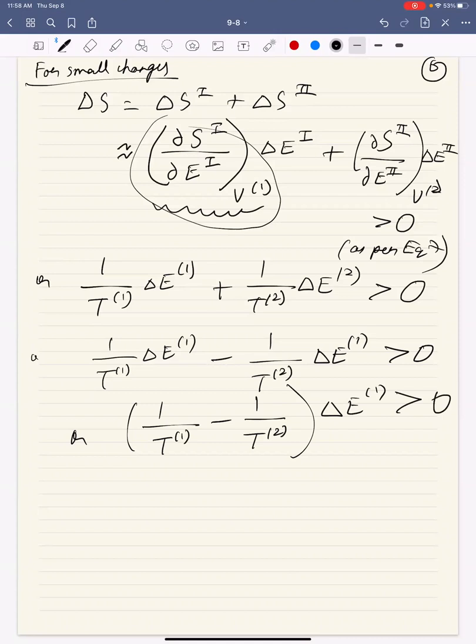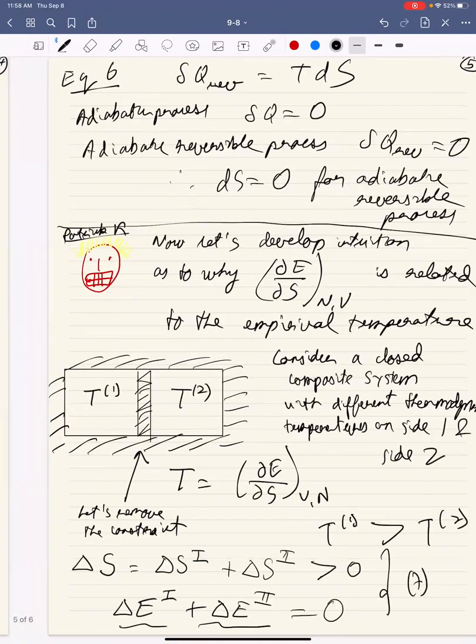How did we set up our problem? We said initially that T1 is more than T2, right? That's how we started, right? Just one moment. Yeah, go ahead. I'm not quite sure why we said that the partial is 1 over T. I mean, this is not a total derivative, right? That's a very good point.